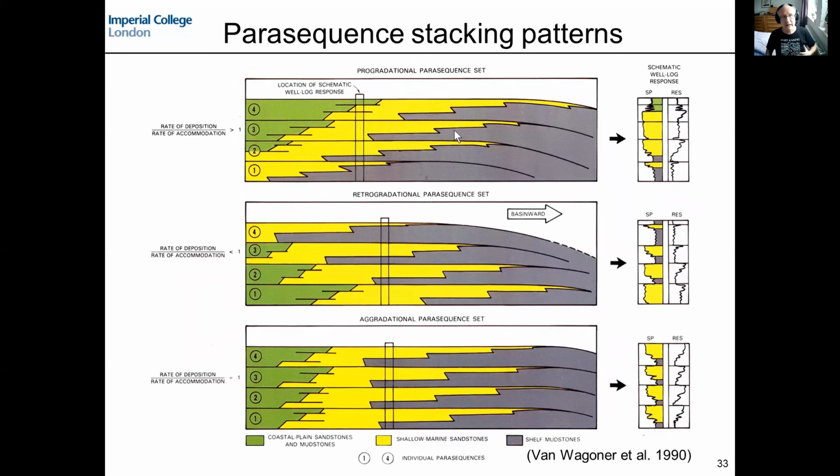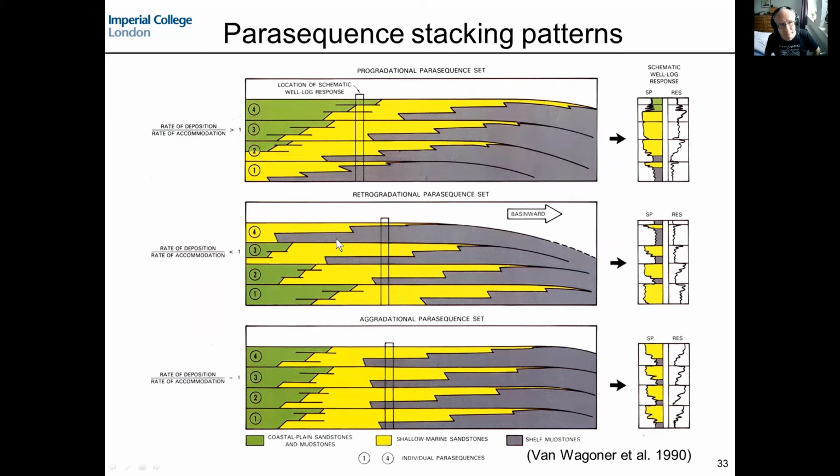So just to show that schematically, this top diagram here is a progradational parasequence set. Again, this is a cross section going from landward on the left to seaward or basinward on the right. You'll see these parasequences are stepping towards the right, as well as building up vertically. So this is progradation or regression.